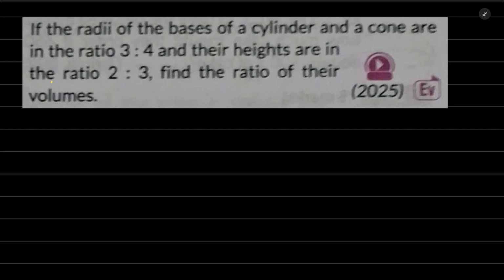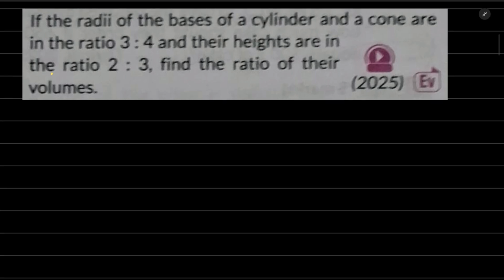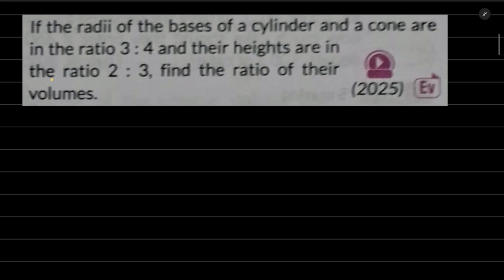Whenever you are given such questions, you have to think through as to what is asked. The radii of the bases, radii. What do you mean by radii? It means there are two radius. If the radii of the bases of a cylinder and cone are in the ratio 3:4 and their heights are in the ratio 2:3, for the cone, right?